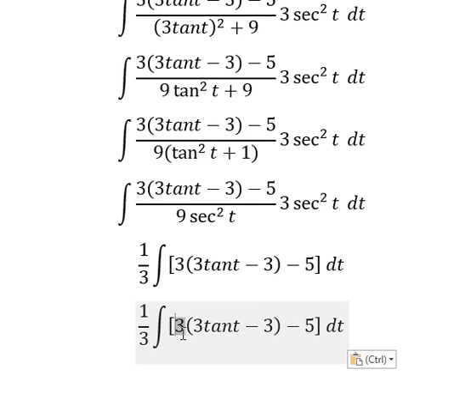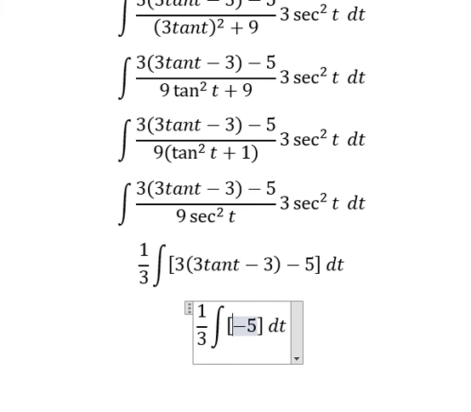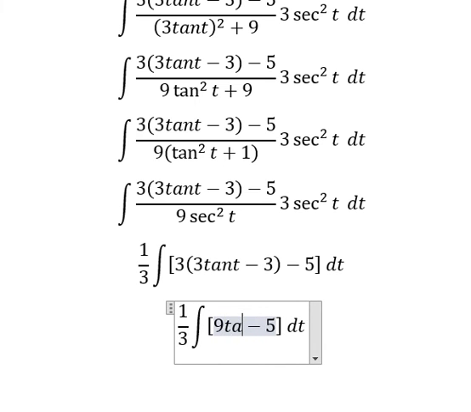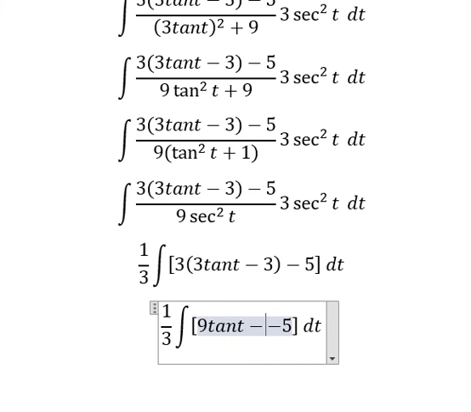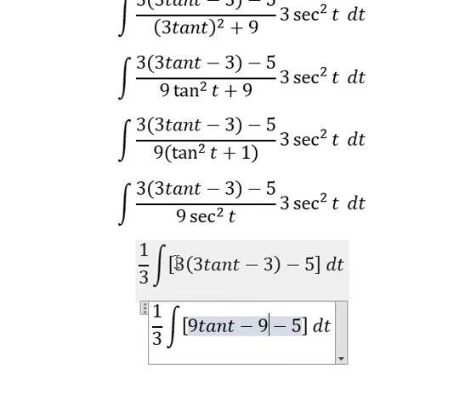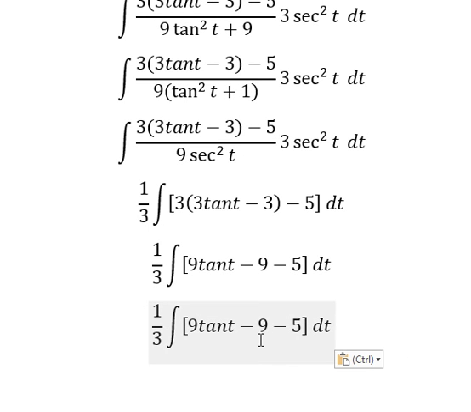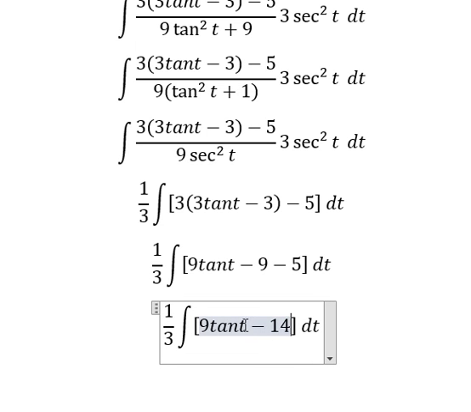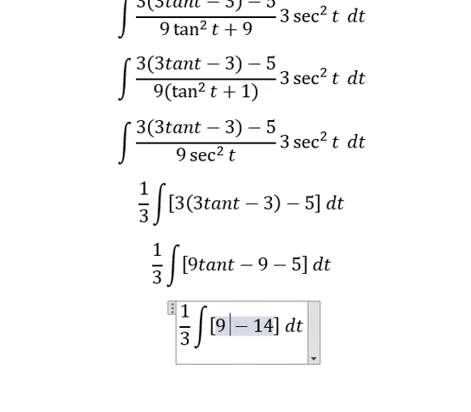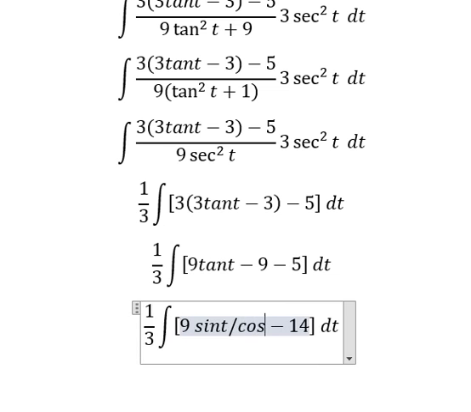So 3 multiplied by this one. And we have 9 times tan t and negative 9. So 3 multiplied by this one and this one. So negative 9, negative 5, we have negative 14. And tan t, that is sin t over cosine t.